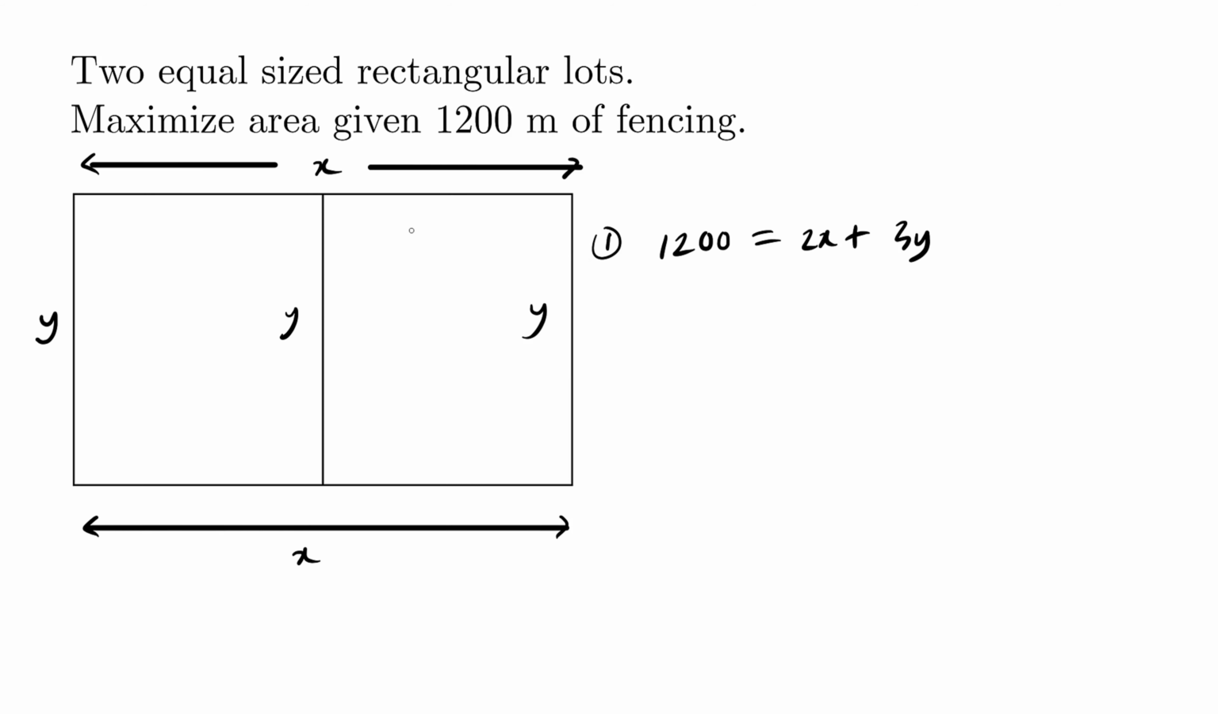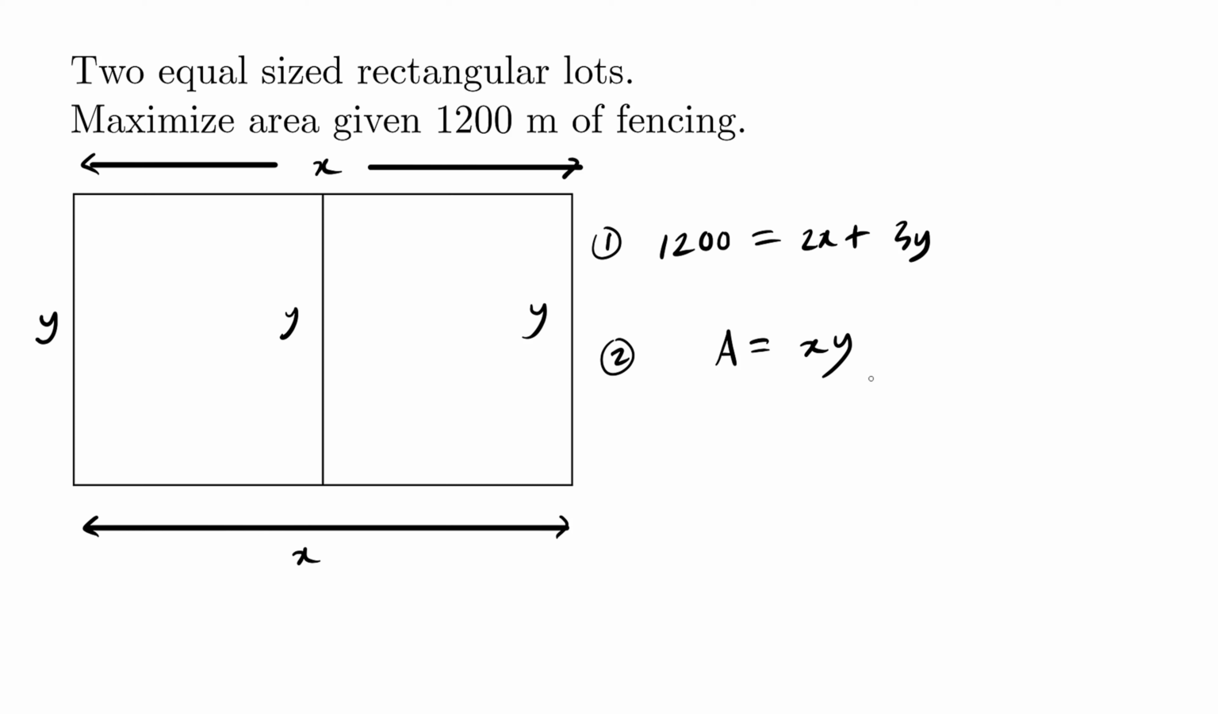Now we need to come up with another equation, and we're interested in maximizing the area. So area, equation number 2, area is equal to base times height, in this case X times Y. We're trying to maximize this entire area of these two lots.